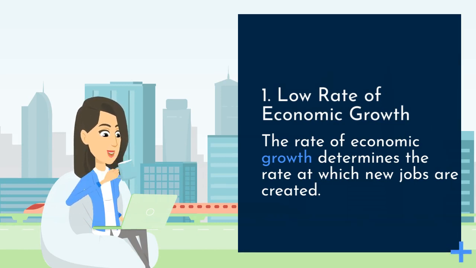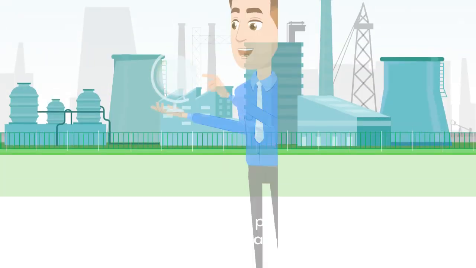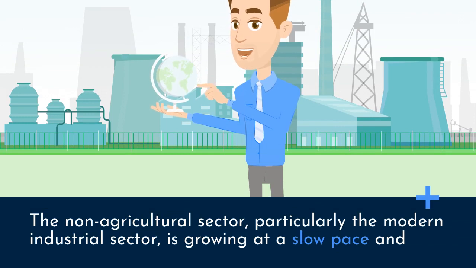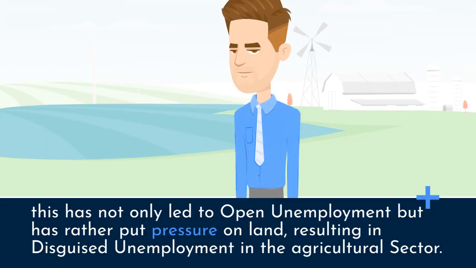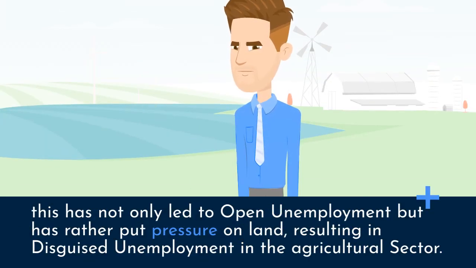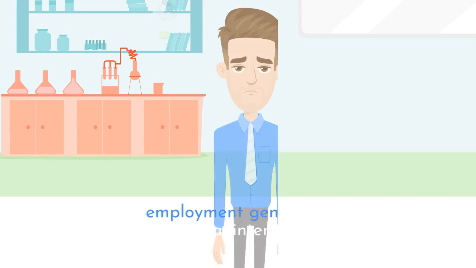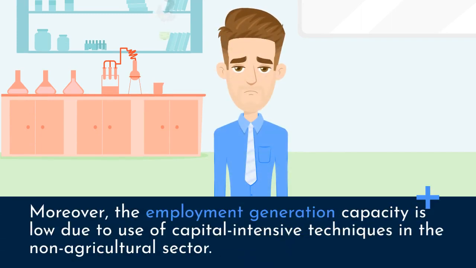1. Low rate of economic growth. The rate of economic growth determines the rate at which new jobs are created. The non-agricultural sector, particularly the modern industrial sector, is growing at a slow pace, and this has not only led to open unemployment but has also put pressure on land, resulting in disguised unemployment in the agricultural sector. Moreover, the employment generation capacity is low due to the use of capital-intensive techniques in the non-agricultural sector.